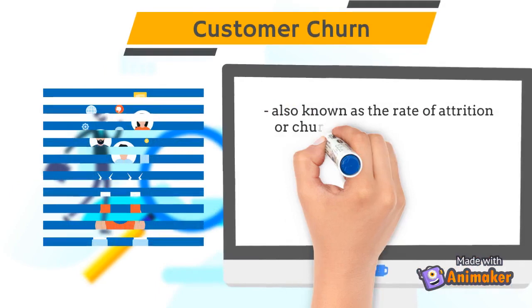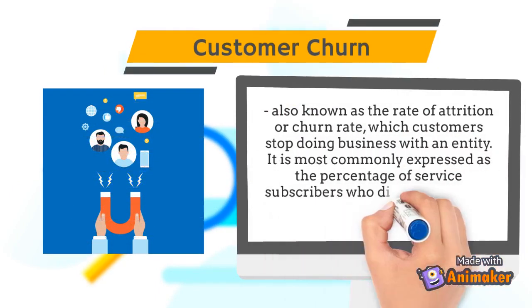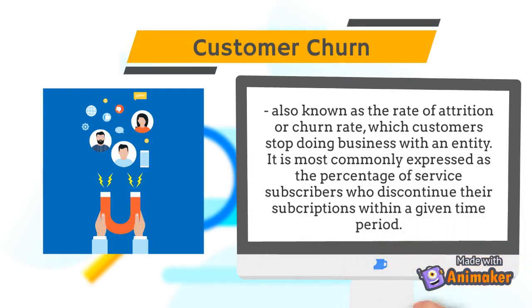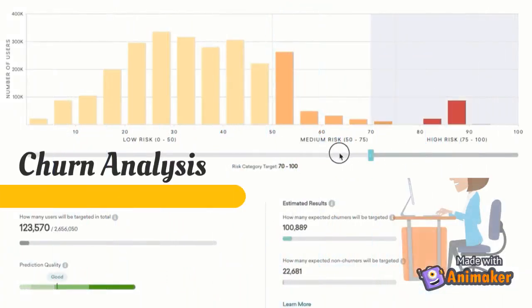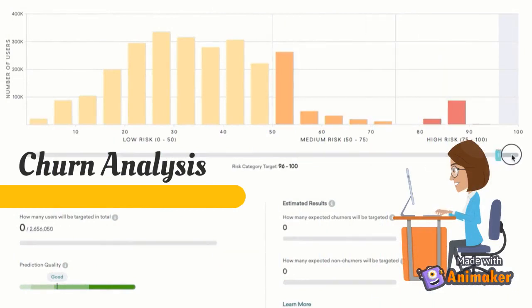If a company loses enough customers, it can have a serious impact on its bottom line. That is what you call customer churn, also known as the rate of attrition or churn rate, in which customers stop doing business with an entity. It is most commonly expressed as the percentage of service subscribers who discontinue their subscriptions within a given time period. Hence, churn analysis is the evaluation of a company's customer loss rate in order to reduce it.